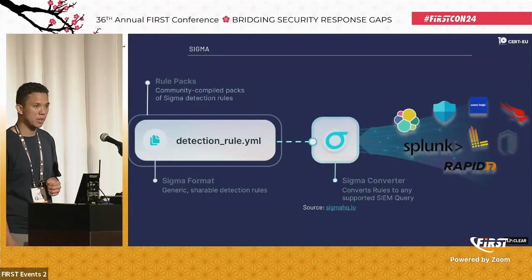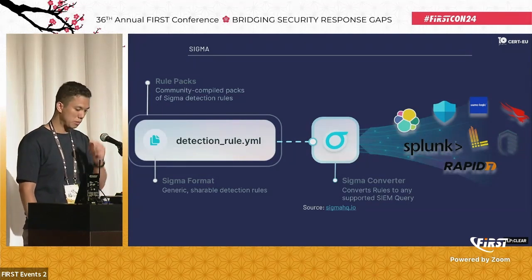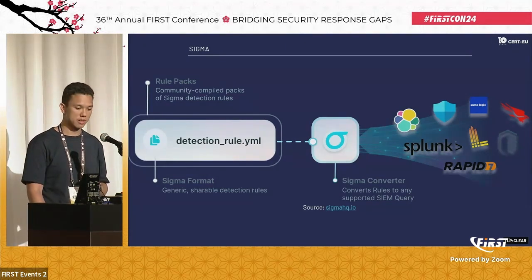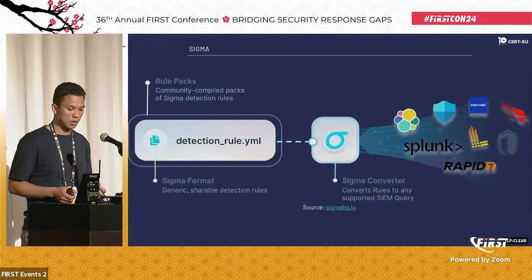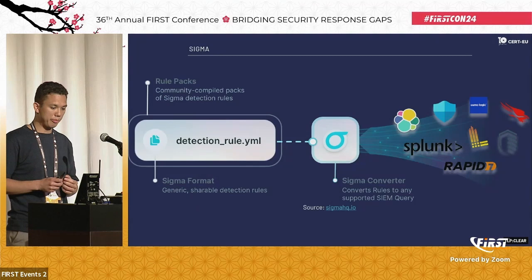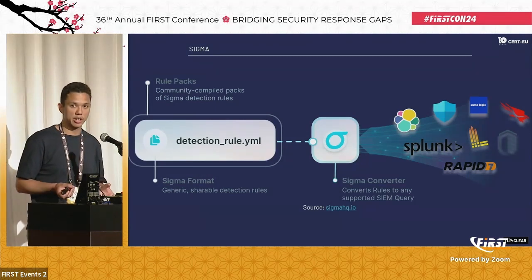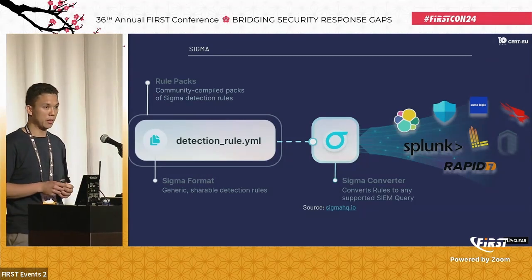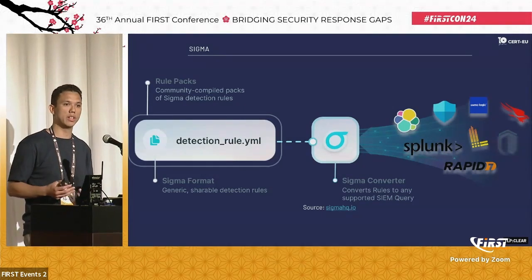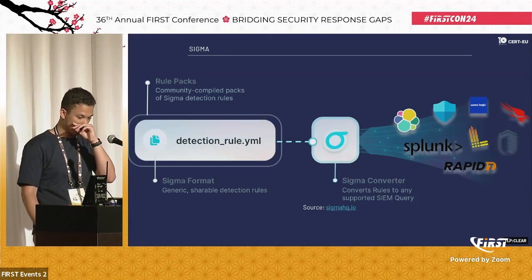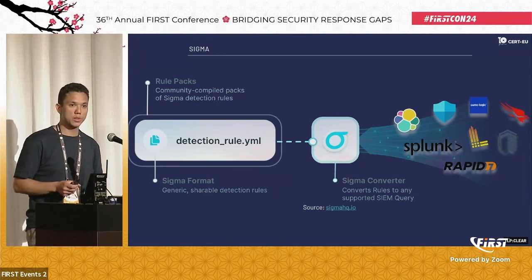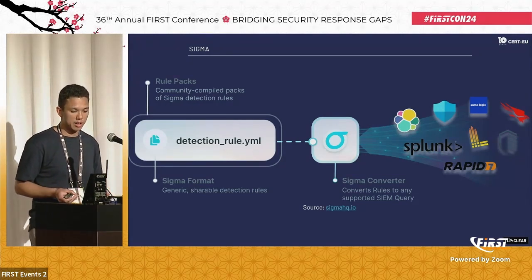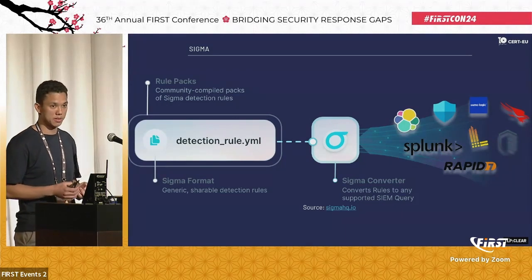So what is Sigma? Sigma was introduced in 2017 by Florent Roth and Thomas Patzke. Sigma allows you to create detection rules, and it is meant to be shared with other parties and integrated in security tools and SIEM and EDR. So Sigma actually paved the way for a vendor agnostic approach.